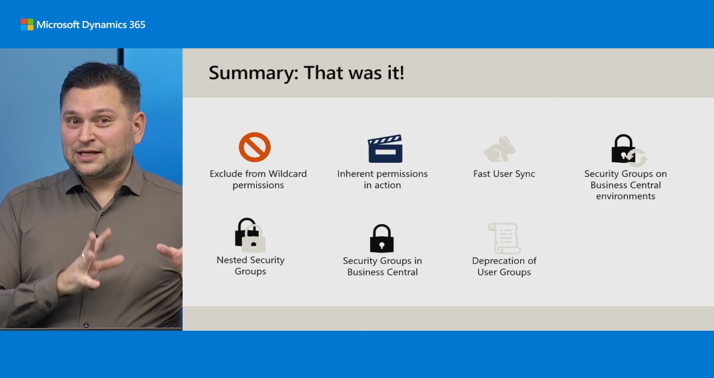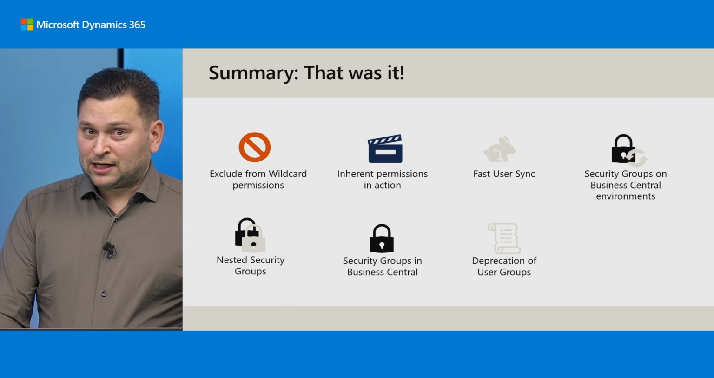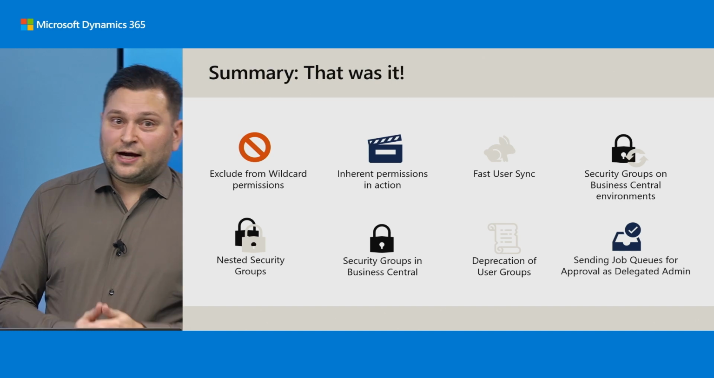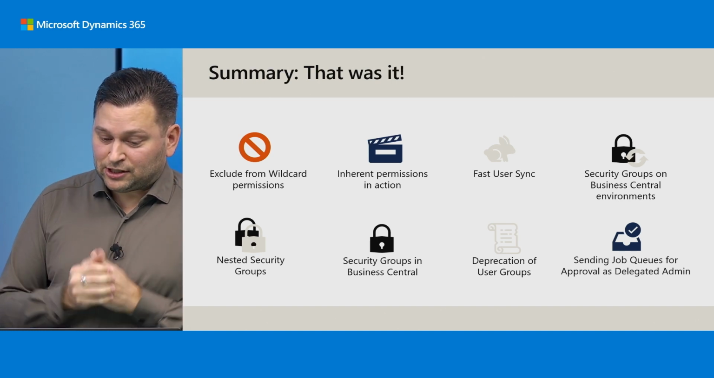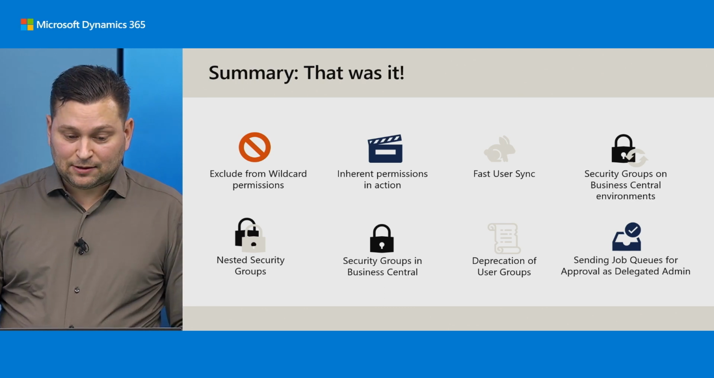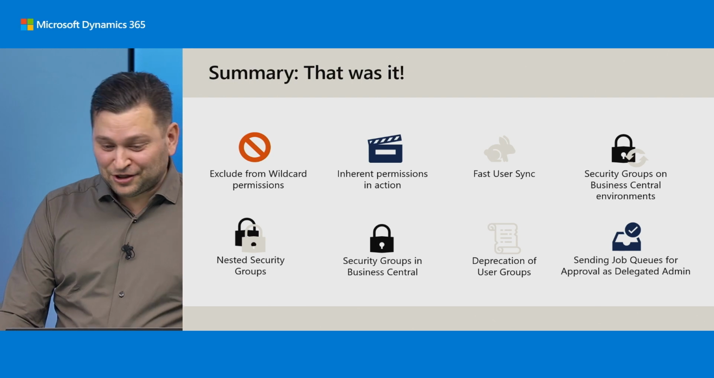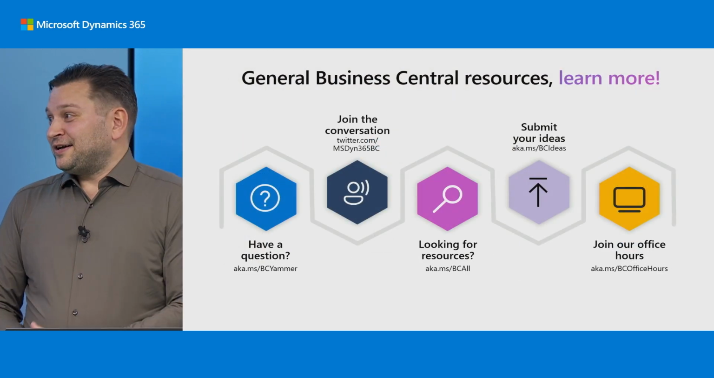And we showed how this actually all replaces user groups, and how you can deprecate and easily move from user groups to the new concepts. And then finally, we told you how you can now send job queue entries for approval as delegated admins. That was quite a bit. I hope you stayed with us and that you got inspired by this. That's a crazy number of new features. It is, but I think they will be very, very handy and very well received out there.